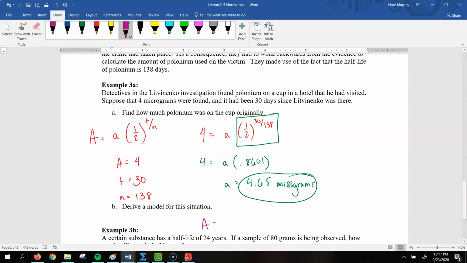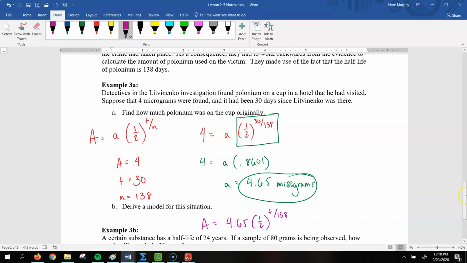So if we wanted to come up with a model to represent the situation, we would just use our value for A now, which is 4.65. So we would say that our total amount would be 4.65 times 1/2. And then anytime we want to come up with our model, our time is going to be our variable. Because we know the half-life for polonium is 138 days. So now we could use this if we wanted to figure out how much would be left after 60 days. We could put 60 in for your time. So that is our model.